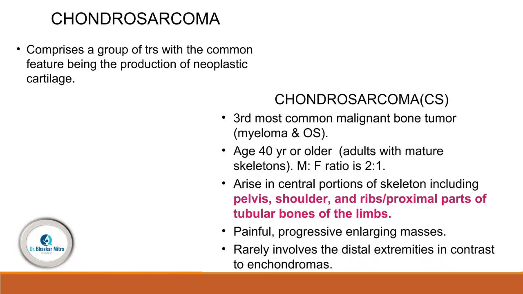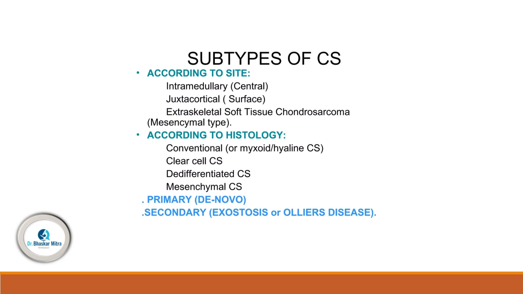So chondrosarcomas comprise a group of tumors with a common feature being production of a neoplastic cartilage. It is a tumor of higher age, more than 40 years, with a male predominance. The pelvis, shoulder, ribs and the tubular bones of the limbs are more commonly involved by chondrosarcomas. It may be intramedullary, that is the central one, juxtacortical surface one, or there may be extraskeletal soft tissue chondrosarcoma, especially the mesenchymal type.